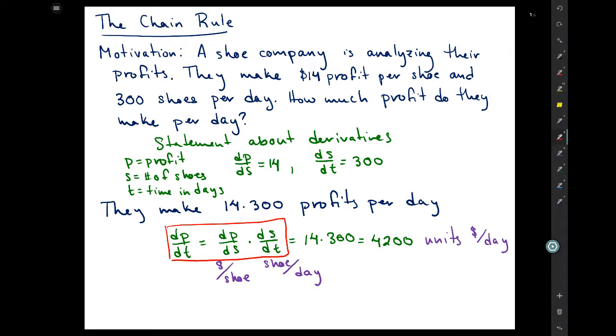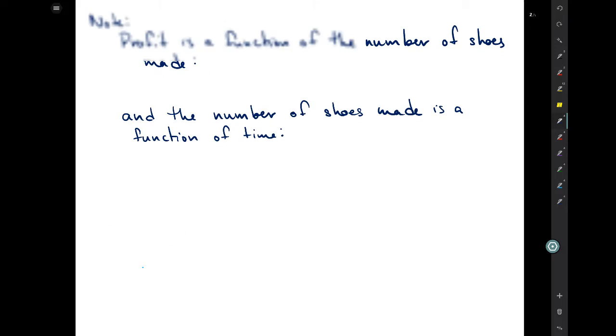So let's see, again, what exactly does this look like when we talk about it in terms of calculus, meaning when we talk about it in terms of functions. So note that profit is a function of the number of shoes that are made. So we can write, for example, P of S. So P, profit, is a function of shoes.